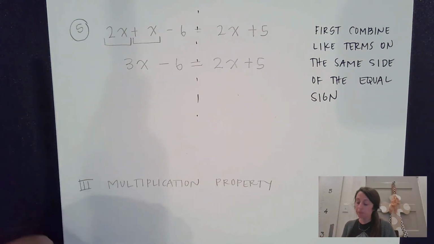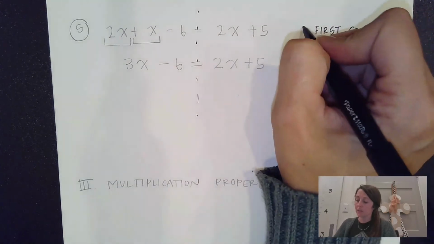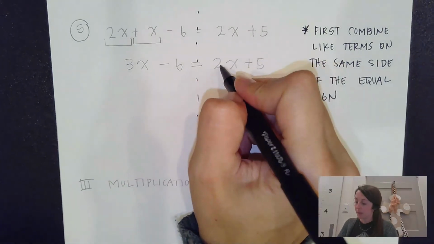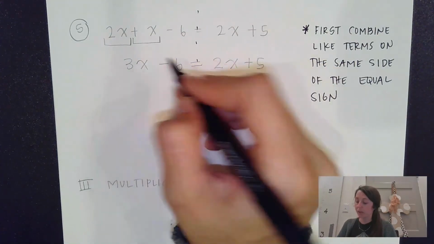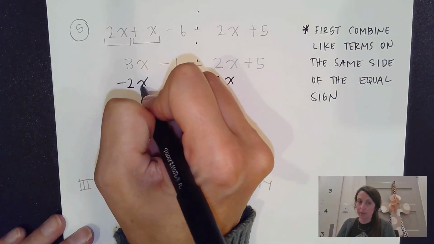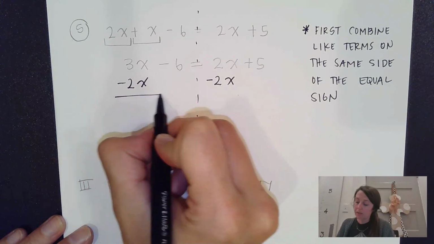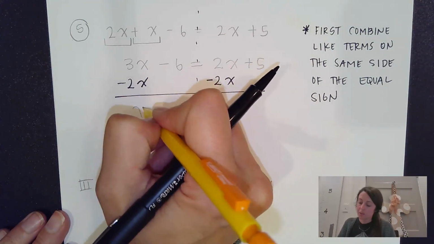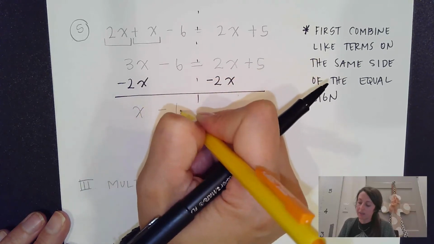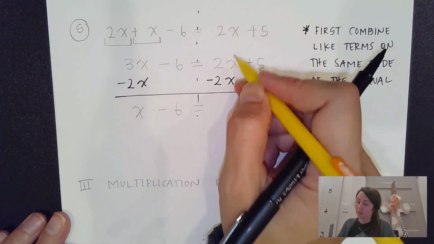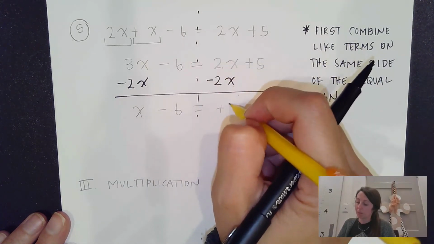Now I want to combine the same terms that are on opposite sides of the equation. So I need to combine this 2x and that 3x together. I'm going to take that 2x and bring it over to this 3x, so I'm going to subtract that. I'm going to be left with 3x minus a 2x, which is just an x. Bring down the minus a 6. 2x minus a 2x is a 0, so it's going to go away. I'm going to be left with a plus 5.